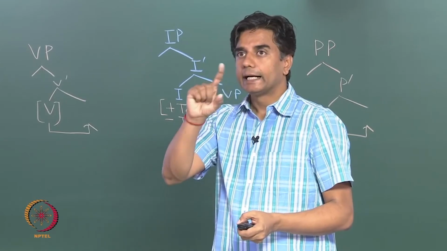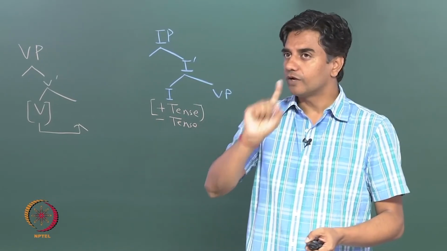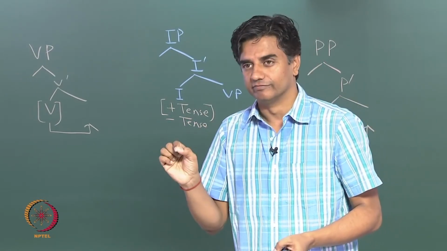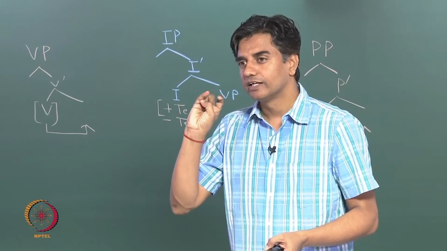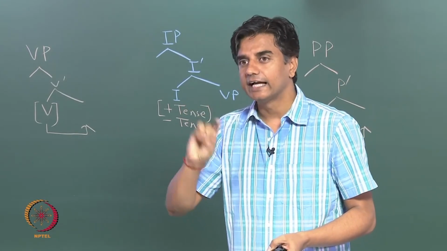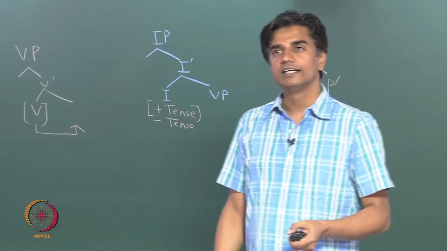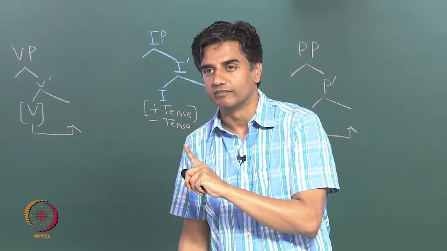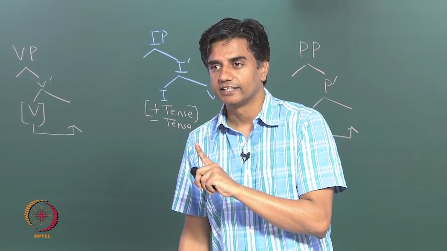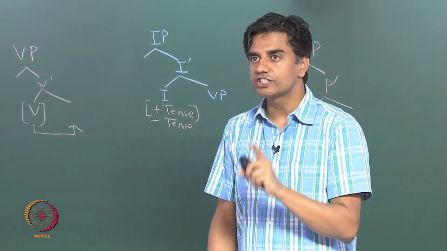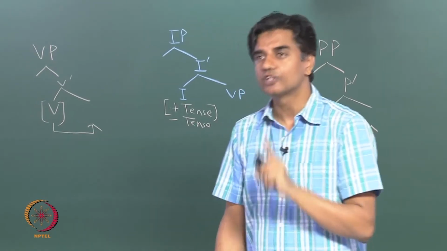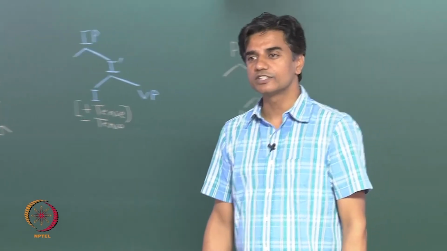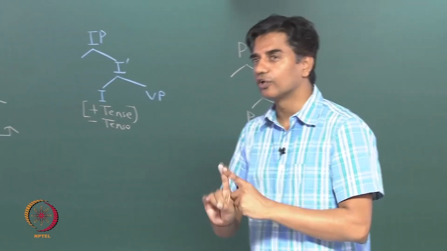And the verbs assign accusative case only to the NP that they govern, right? So they must be a governor, that is, they must be a head, and they must C command. How do they C command? A C commands B if and only if A does not dominate B, and the first branching node dominating A also dominates B. Is that true? The first branching node dominating A also dominates B.